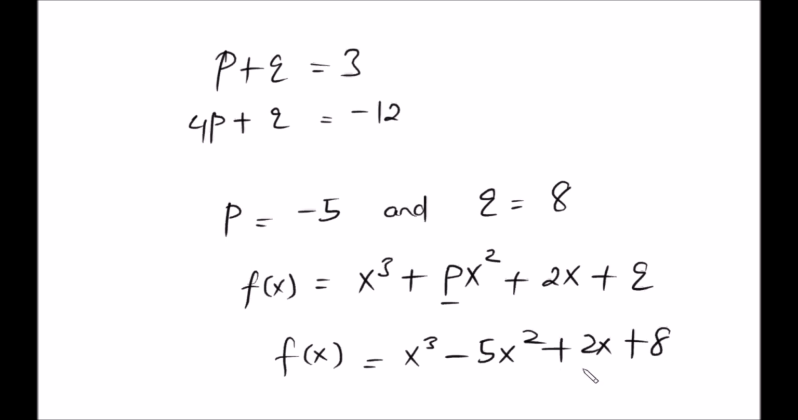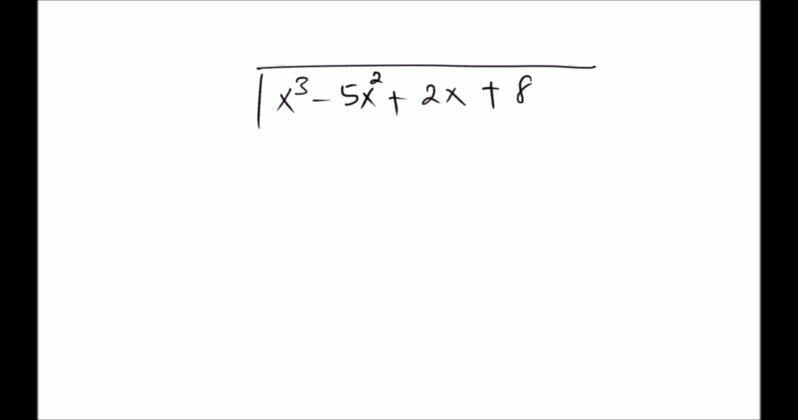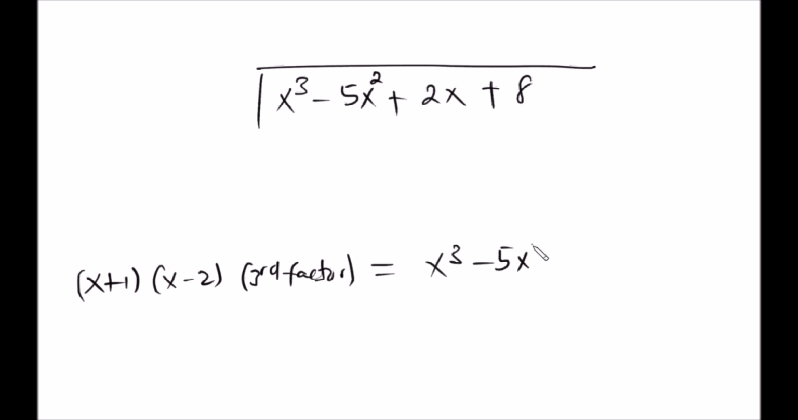So this is f of x. Tumeona kwamba hii f of x yetu, x cube minus 5x squared plus 2x plus 8, ina factor 2. Hiyo equation yetu hapo juu ina x plus 1 ni factor ya kwanza, alafu tuna x minus 2, so ipo the third factor. So nikichukua hizo factor tatu nikizidisha ndo napata hiyo function yetu hapo juu.